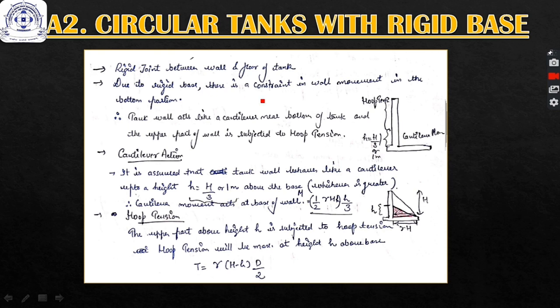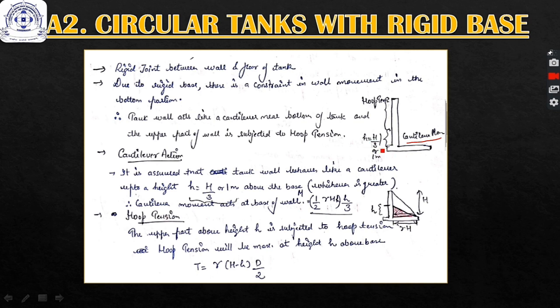Due to the rigid base, there is a constraint in wall movement in the bottom portion because of the rigidity or fixity at this junction. So the tank wall behaves like a cantilever near the bottom of the tank, and the upper part of the wall is subjected to hoop tension like in the previous case. The bottom portion of the tank wall behaves like a cantilever and is subjected to the cantilever moment, and the upper portion is subjected to only hoop tension.